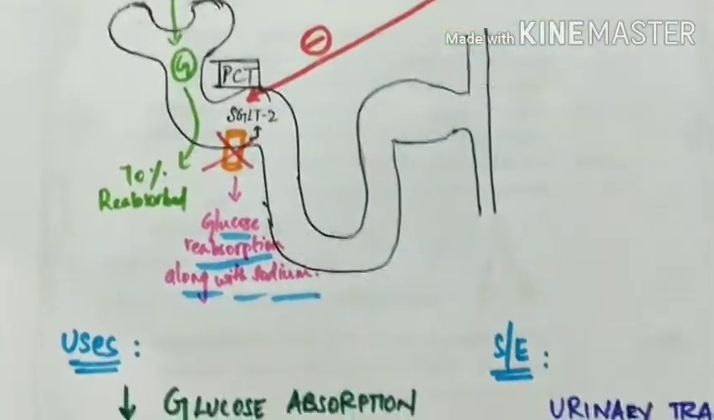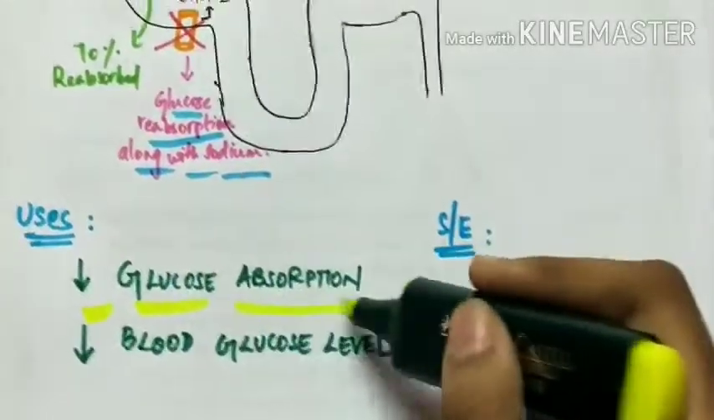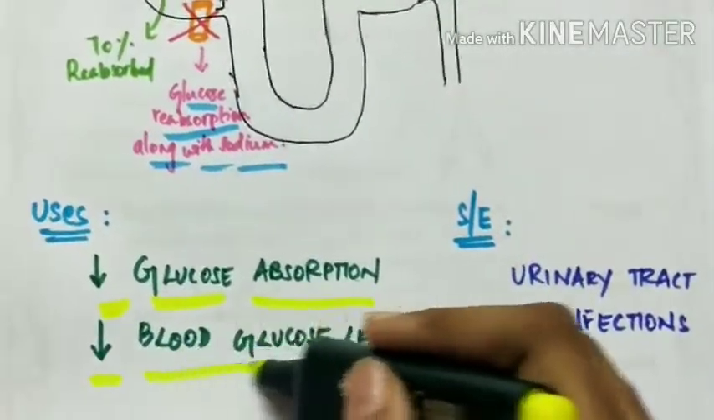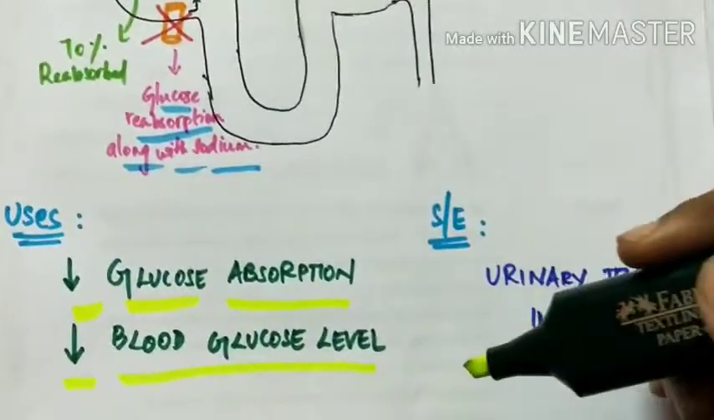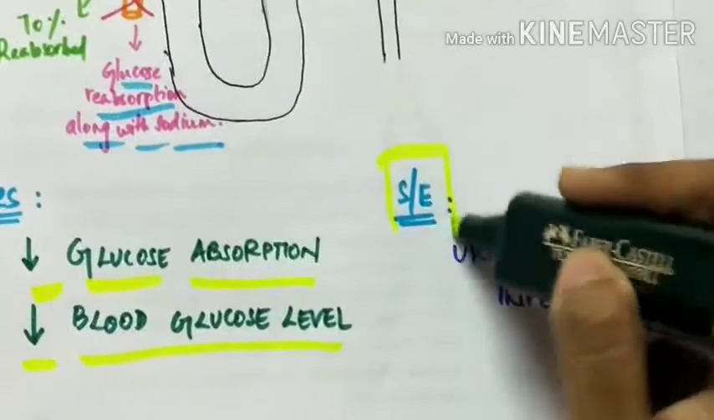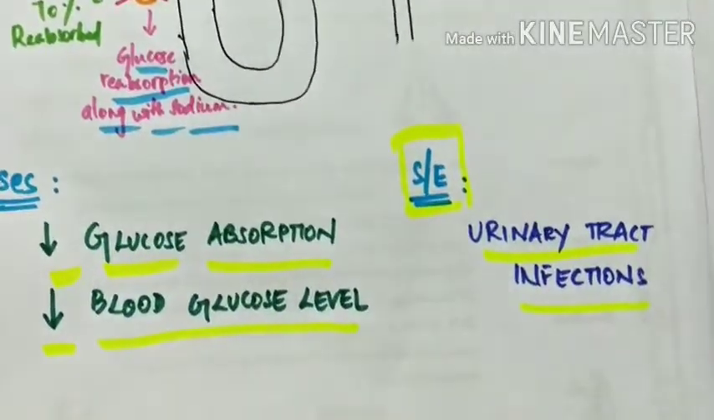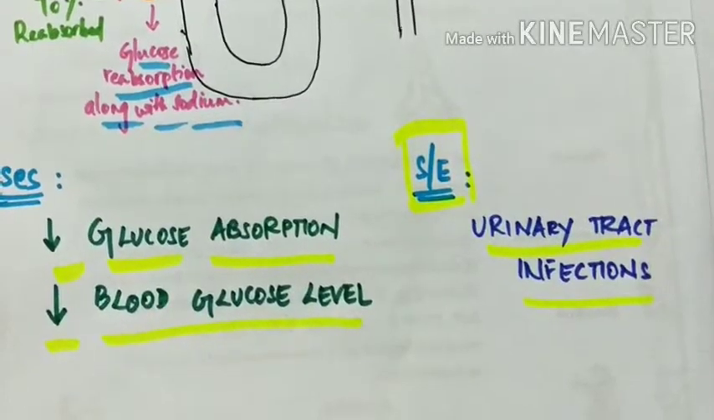The uses of these drugs: they decrease the glucose absorption and also decrease the blood glucose level, and promote the excretion of glucose. The side effect of these drugs is that they cause urinary tract infections. These are SGLT2 inhibitors.